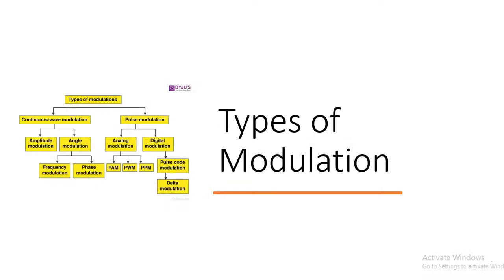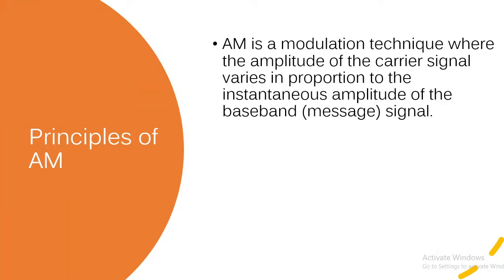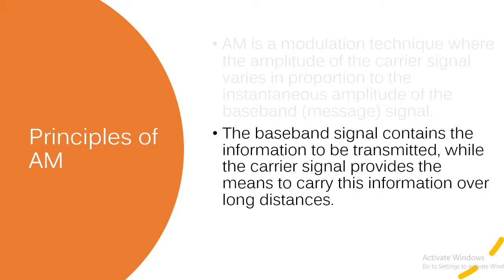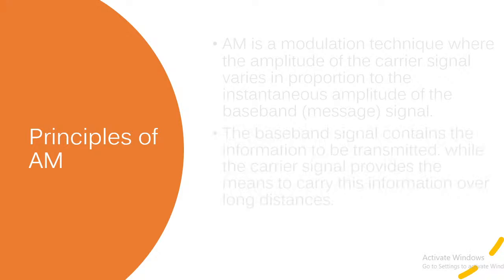Now, we will consider different types of modulation. Next. We have just seen there are three types. One is amplitude modulation. The principle is that the amplitude of the carrier signal will vary in proportion to the instantaneous amplitude of the baseband or message signal. So in the modulated signal, carrier amplitude varies proportional to the instantaneous amplitude. Remember, this is the instantaneous amplitude of the baseband signal.